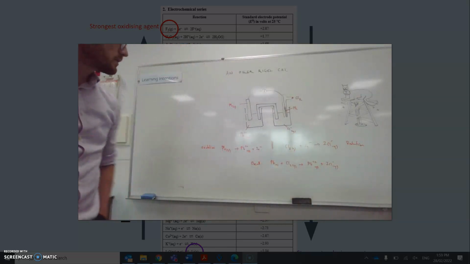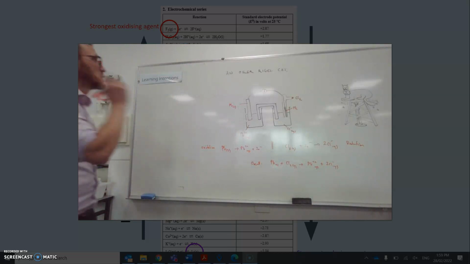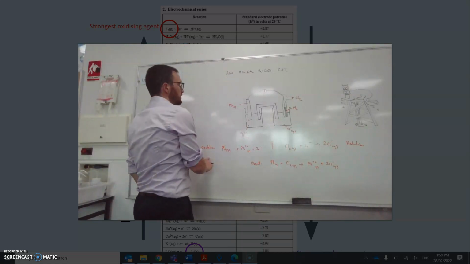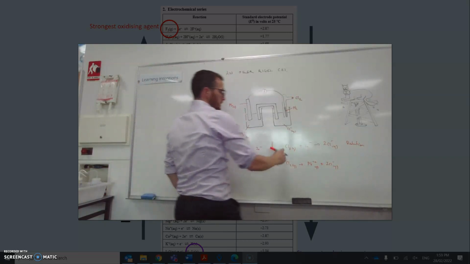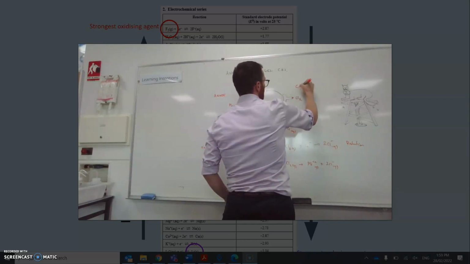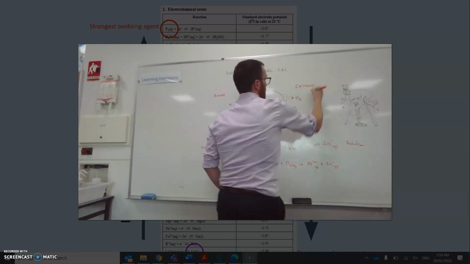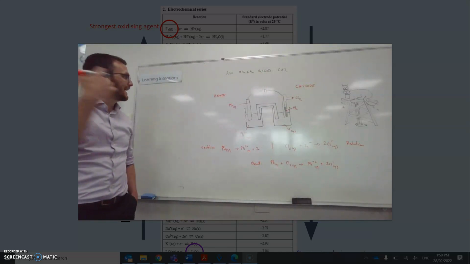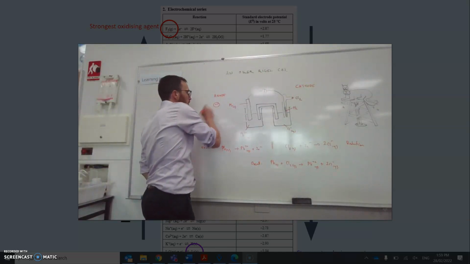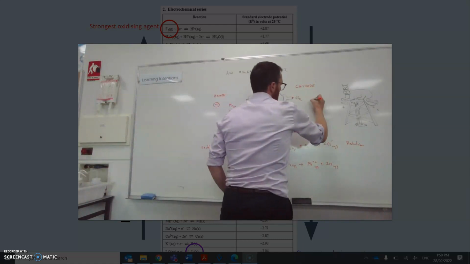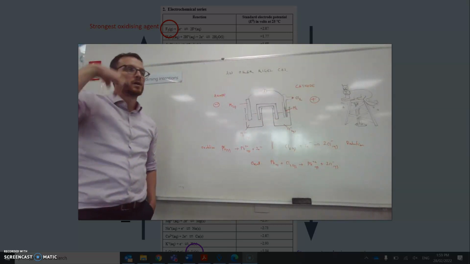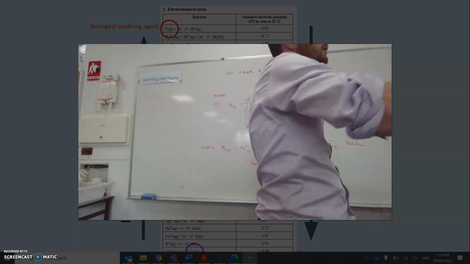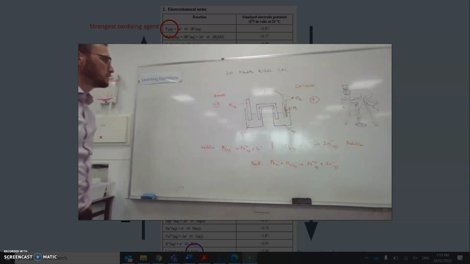Right. Still have some more details. I need to label anode. This is the oxidation reaction, so this is the anode. This is the reduction reaction, so therefore this side is the cathode. In a galvanic cell, the anode is the negative terminal. Cathode is the positive terminal. Yeah. Sometimes it's referred to as what's the polarity of the half cell, or what's the polarity of the terminal, negative or positive.